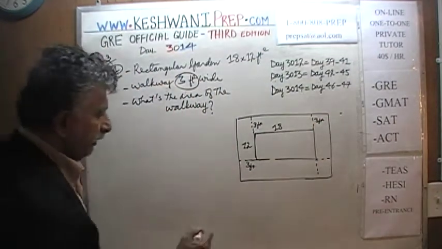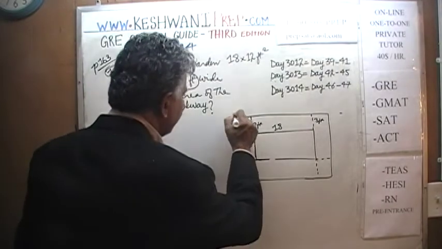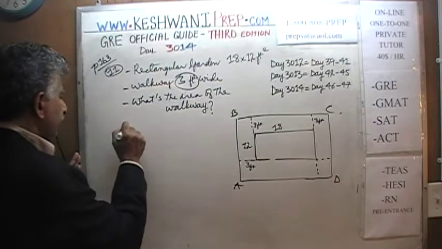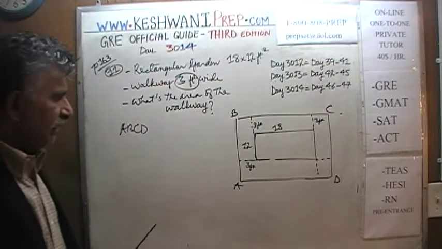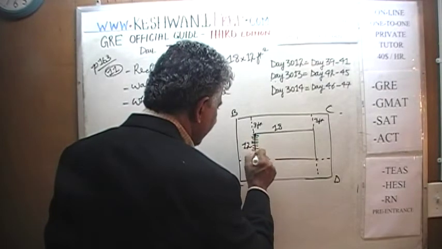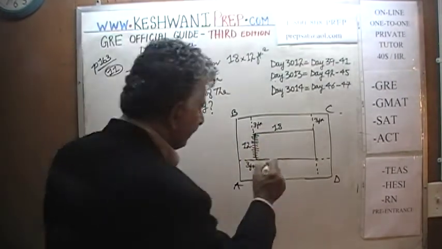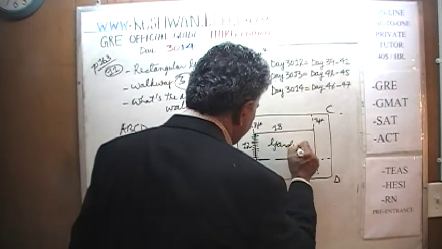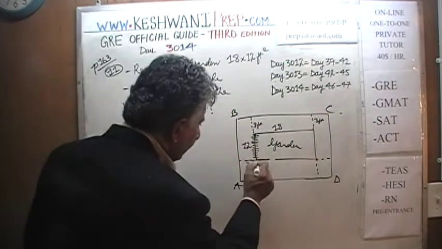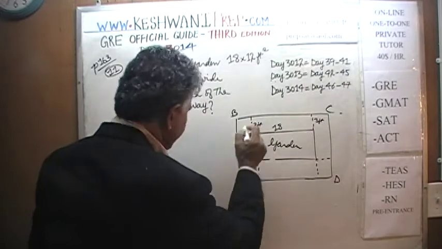So let's find out what the dimensions are of this rectangle A, B, C, D. We see that from here to here is 12 feet. We are told that that's the garden. This in the middle is our garden, and the garden is 12 by 18. And we have 3 feet here and 3 feet there.